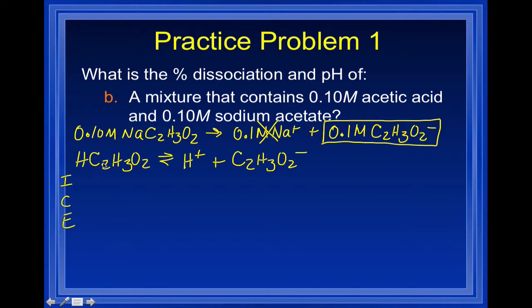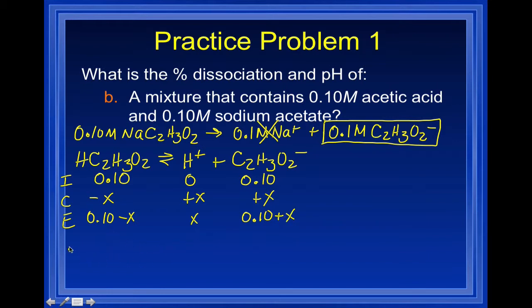What's different about this though is the acetic acid's initial concentration is still 0.10. I still don't have any H+, but now I have 0.10 molar of the acetate ion, and that's something I didn't have before. So now instead of this being 0, it's going to be 0.1 because that salt that we added is adding this common ion to our equilibrium expression. So still minus X, plus X, and plus X. Still some of this is going to break up and produce some hydrogen ions. And then we have 0.10 minus X, X, and then 0.10 plus X.